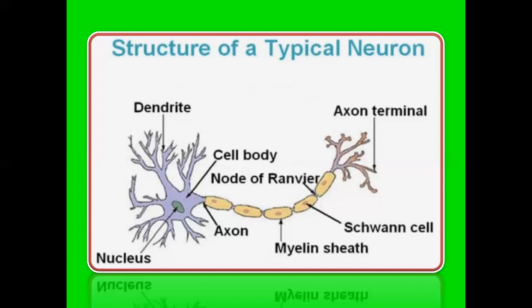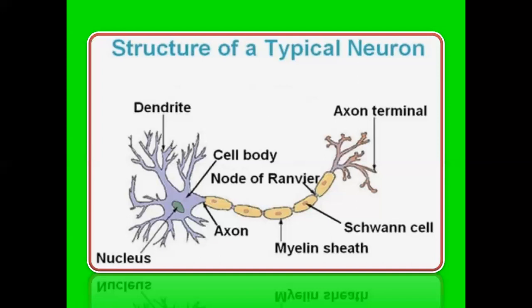Which type of current is here? That current is in the form of nerve impulse. So the myelin sheath doesn't conduct nerve impulse.